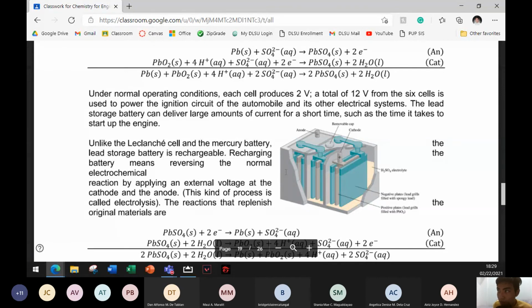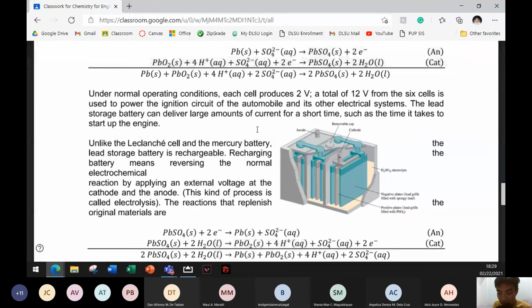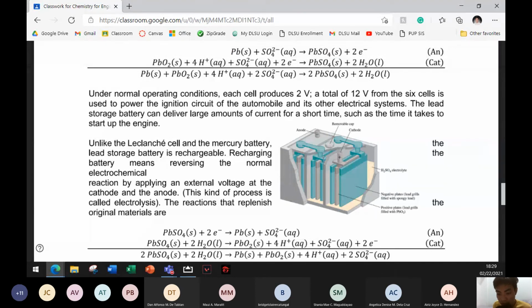Okay? So yung sulfuric acid and yung lead, magre-react yun to produce electricity. A total of 2 volts per cell. So kunwari, may 6 kang cells dito sa lead storage battery. So that will be 6 times 2 volts equals 12 volts. No? Yun yung ipoprovide niya sa sasakyan.